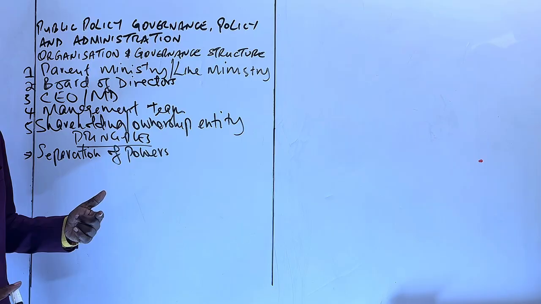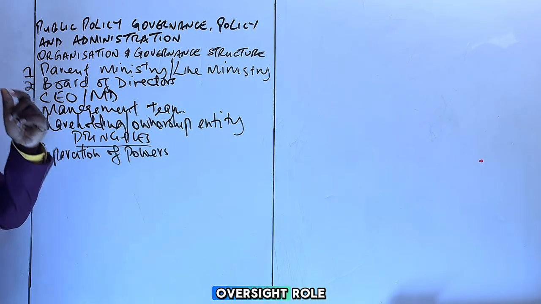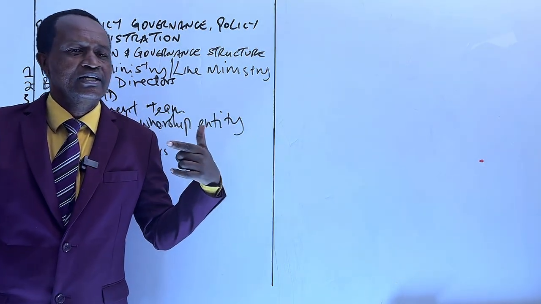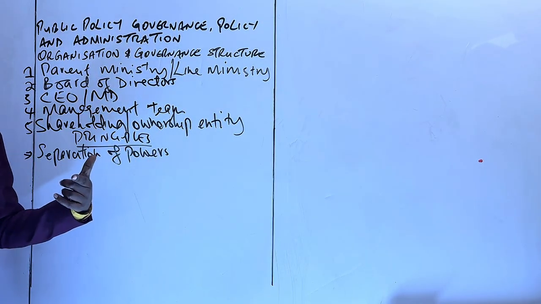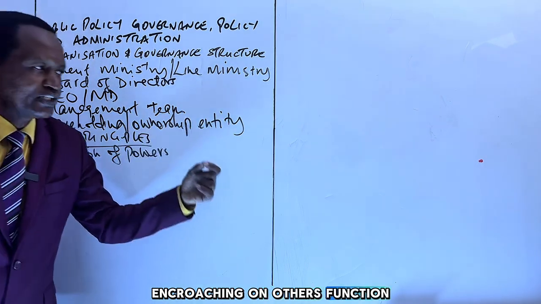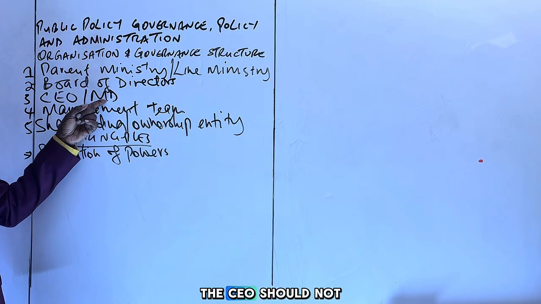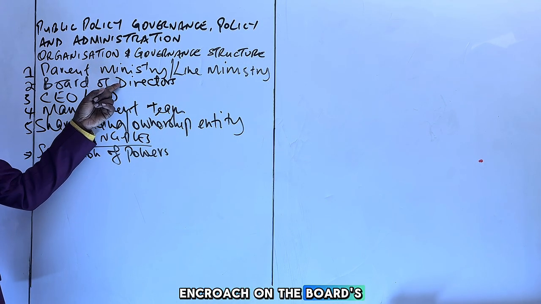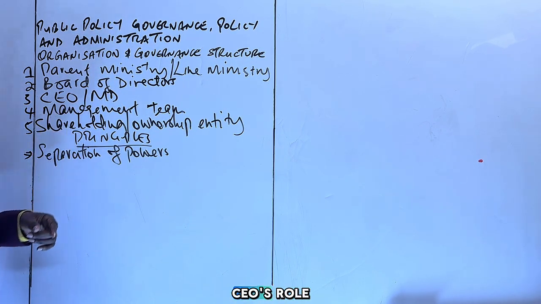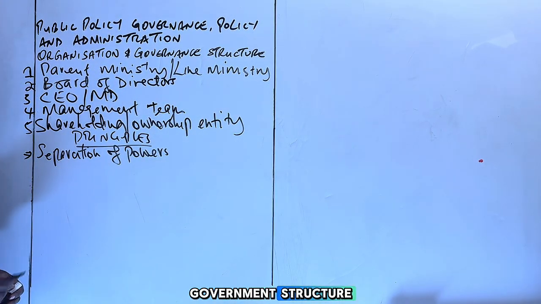You understand? There should be clear distinction between the board's oversight role and the management's executive role, which then prevents encroaching on others' function. The function should be distinct. The CEO should not encroach on the board's role. The board should also, again, not encroach on the CEO's role. Separation of power is a very important principle when it comes to governance structure.